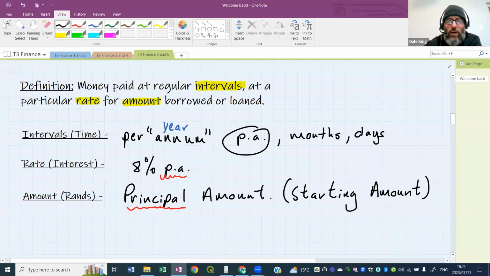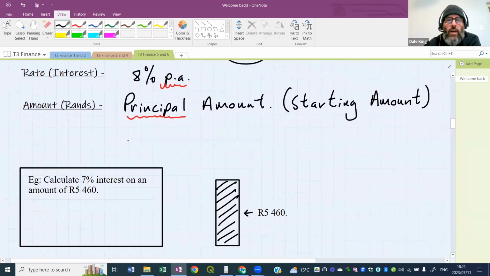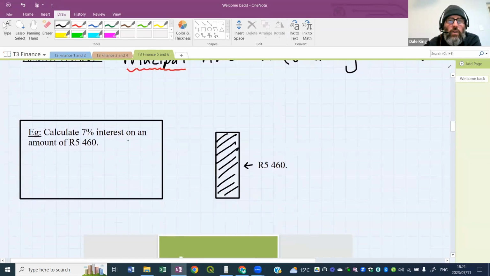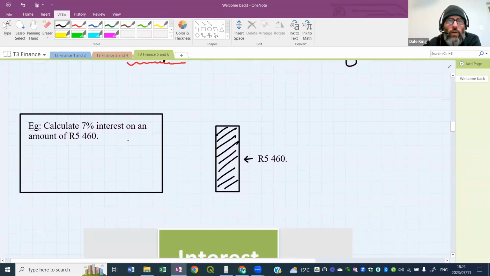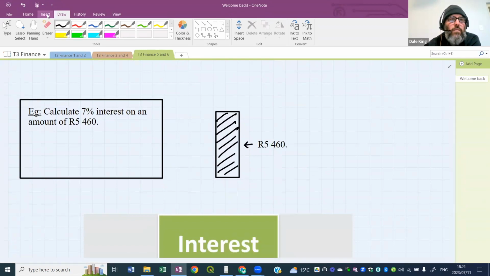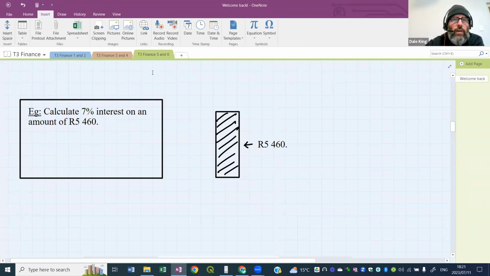Okay. All right. I hope you guys are okay with this so far. Remember, shout if you do not understand. Okay. So here is a scenario. Okay. So here we have, and I'm going to just move this other stuff down out of the way. So here we have an example. Let's look at the example.